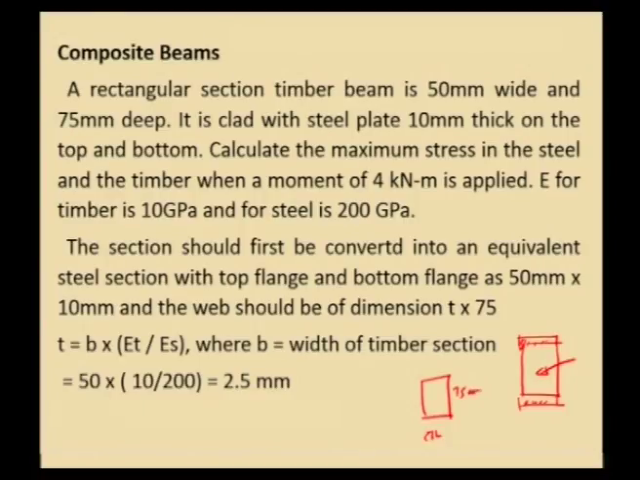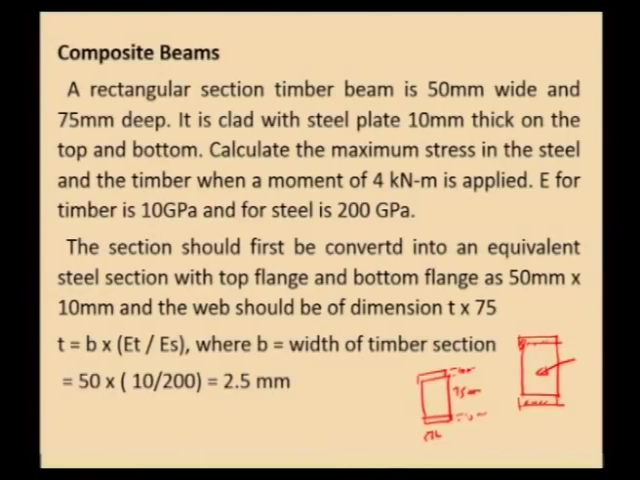It is clad with steel plate. So, we have provided steel plate at the top and bottom. The steel plate is of 10 mm thickness. We will have to calculate the maximum stress in the steel and timber when a moment of 4 kilonewton meter is applied. The Young's modulus for timber is 10 GPa and for steel is 200 GPa.